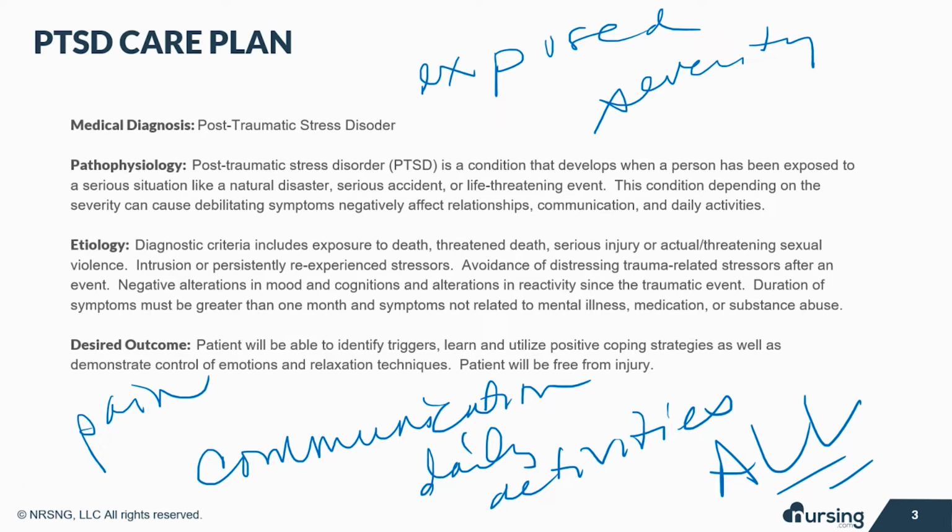Diagnostic criteria includes exposure to death, threatened death, serious injury, or actual or threatening sexual violence. Exposure can be direct exposure, meaning personally witnessed. It can mean repeated exposure, or it can mean indirect exposure, like what we would see with first responders, child victim advocates, or even law enforcement.